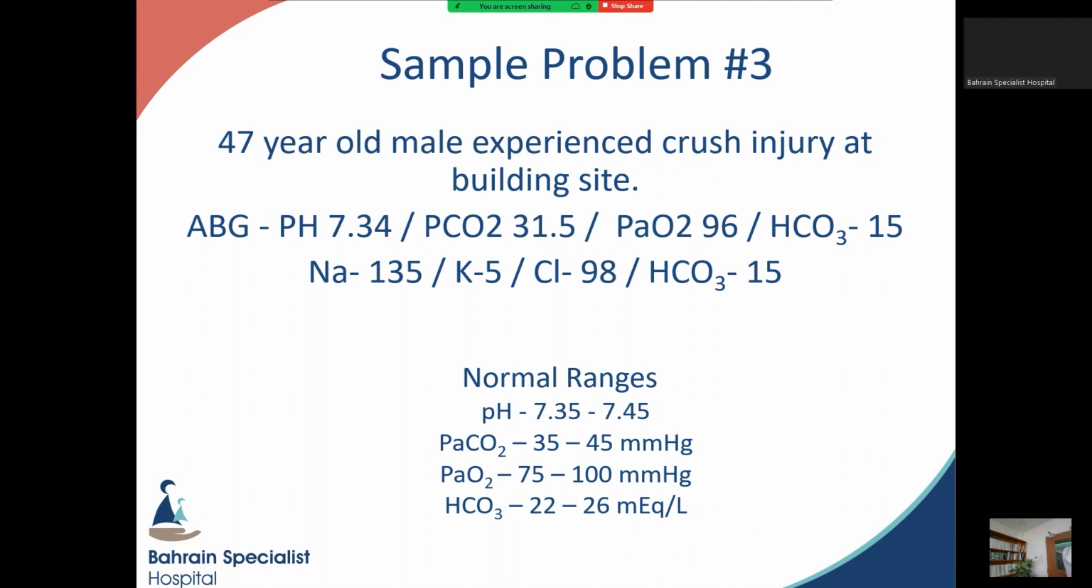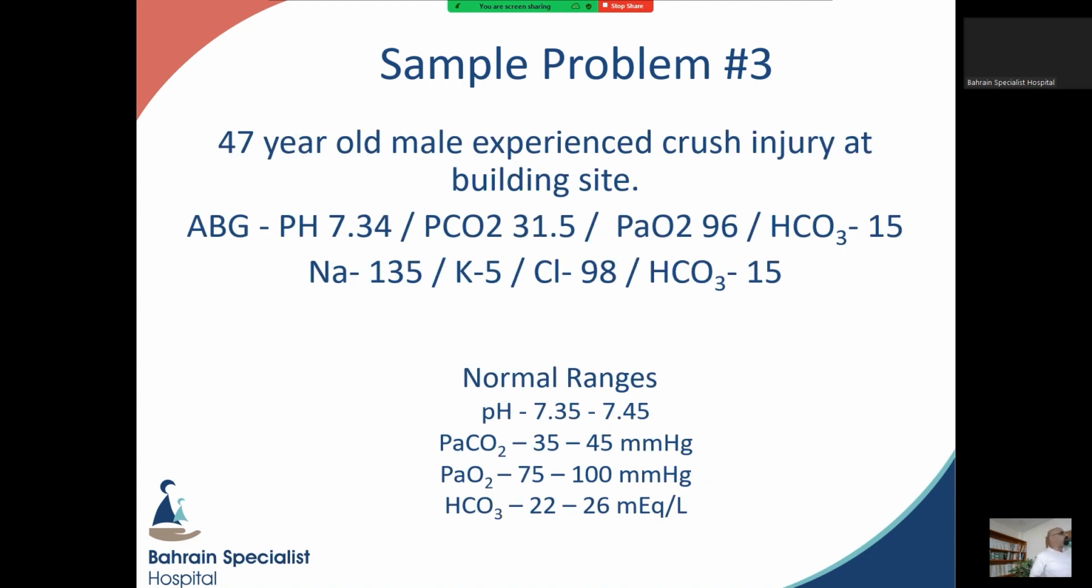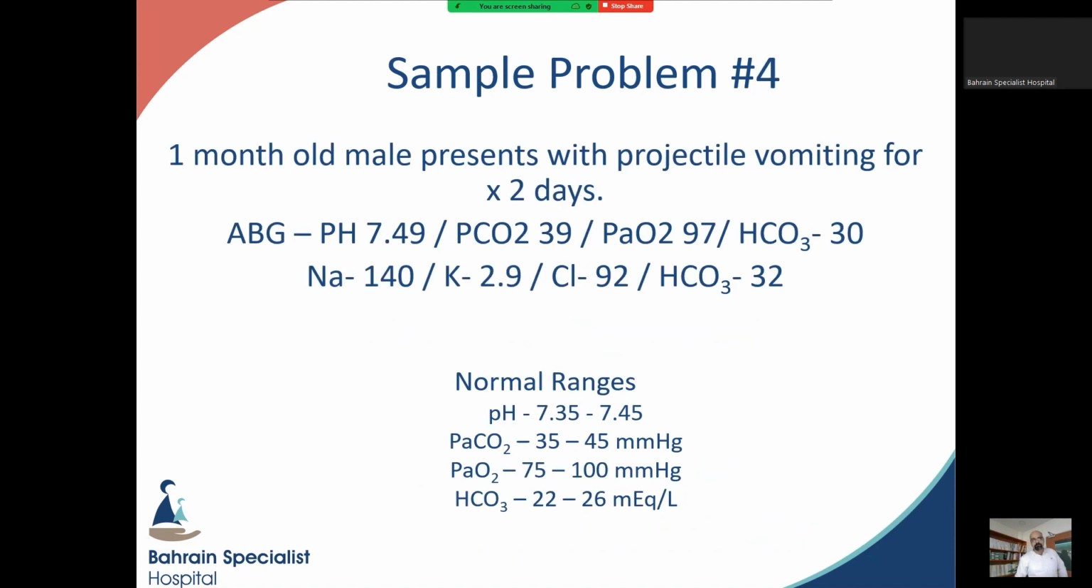So when I go back to the causes of high anion gap metabolic acidosis, and the patient has a crush injury, what I will remember is rhabdomyolysis. We will apply the Winter's formula, 1.5 times 15 plus 8, plus or minus 2. It's 30.5. We'll go back. 31.5 is the patient's PCO2, so it's compensated. Corrected bicarb, 22 minus 12 is 10, 10 plus 15, 25, expected, no additional deficit.